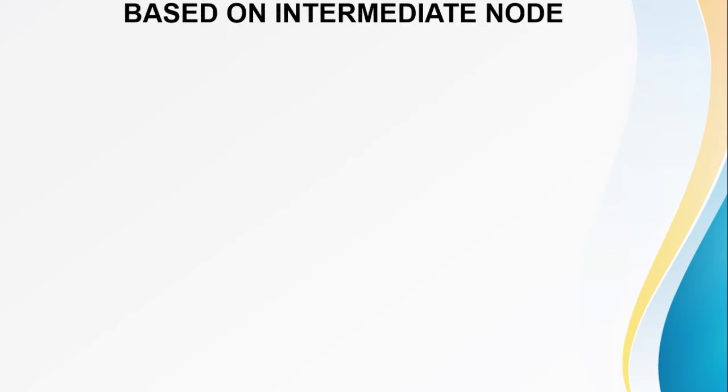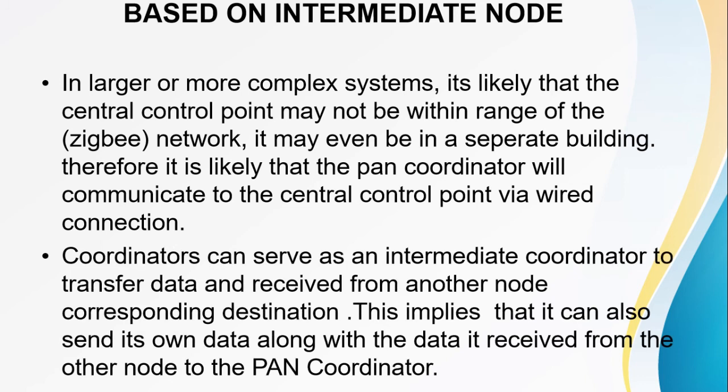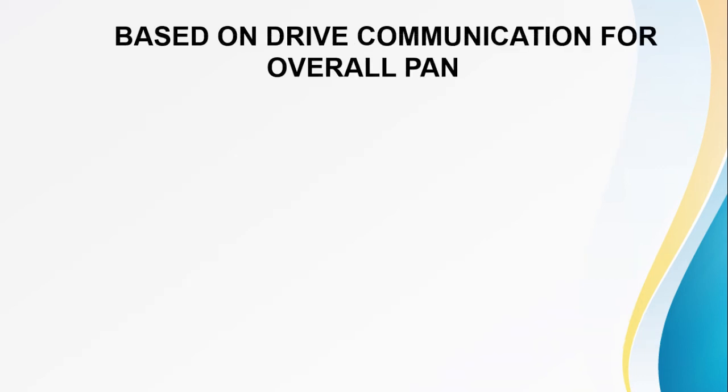Fourth, based on intermediate node. In larger or more complex systems, it's likely that the central control point may not be within range of the ZigBee network. It may even be in a separate building. Therefore, it is likely that the PAN coordinator will communicate to the central control point via a wired connection. Coordinators can serve as intermediate coordinators to transfer data to and receive data from another node and the corresponding destination. This implies that it can also send its own data along with data it receives from the other node to the PAN coordinator.